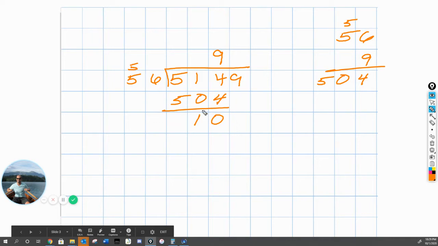Then you subtract. Is the 10 smaller than 56? Indeed it is. Bring down the 9. 56 goes into 109 twice. 2 50s and 2 6s is 108. See what I did there? Little math trick. Boom. 92, remainder 1.